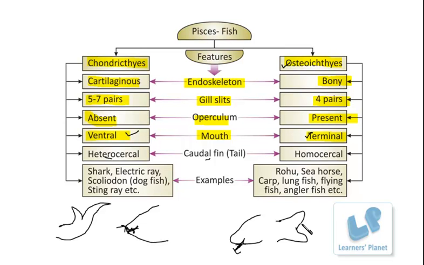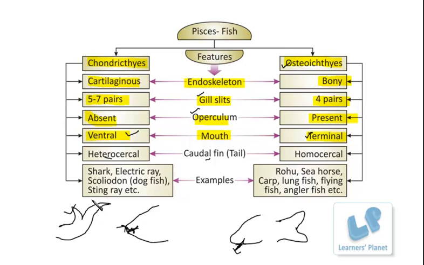You can say what type of fish it is. You can observe the gill slits. You can count the number, and even if you cannot count, you can observe whether they are covered with the operculum or not. If it is covered, then it is a bony fish. If it is uncovered, then it is a chondrichthyes. Similarly, the position of the mouth: if it is ventral, then it is chondrichthyes, and if it is terminal, then it is a bony fish.